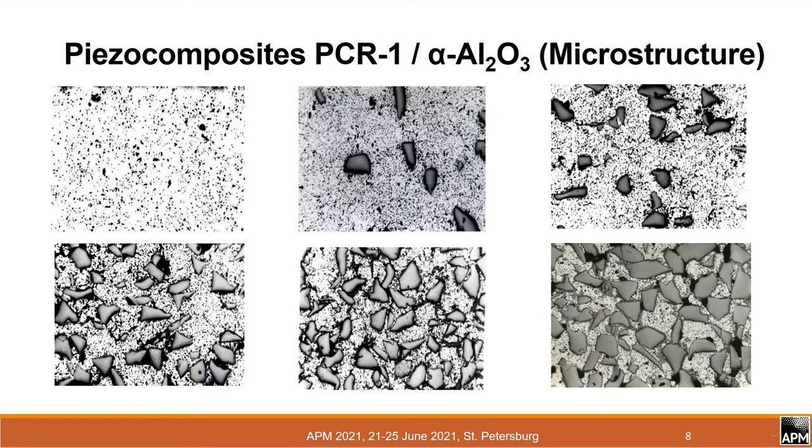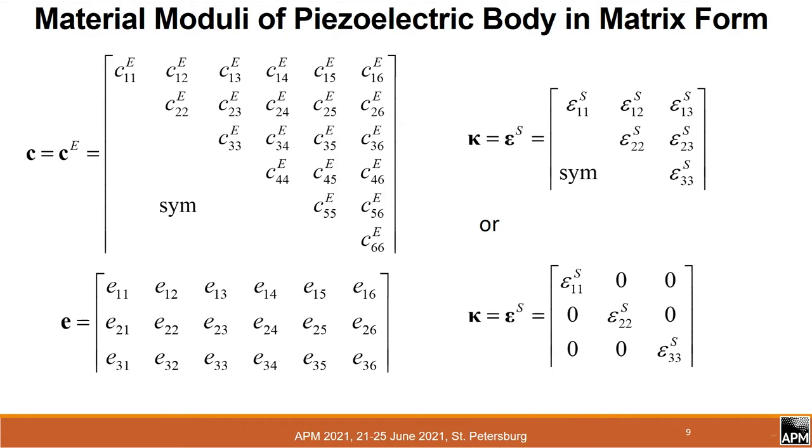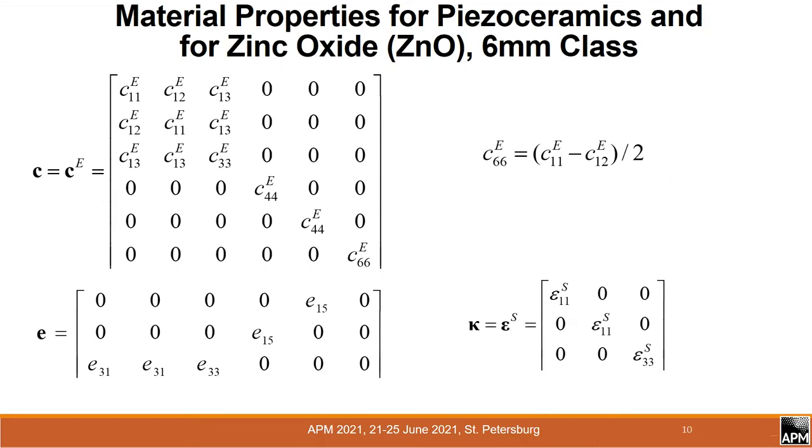Another variant is piezocomposites, for example, for elastic materials. Because these are isotropic materials in this case, there is a matrix of elastic stiffness, a matrix of dielectric permittivity, and a matrix of piezoelectric constants. But for usual piezocomposites, for example, piezoceramics, this is a material of 6 mm class. So for these materials, there exist only 10 different properties: 5 elastic stiffness moduli, 3 piezoelectric moduli and 2 dielectric permittivity.